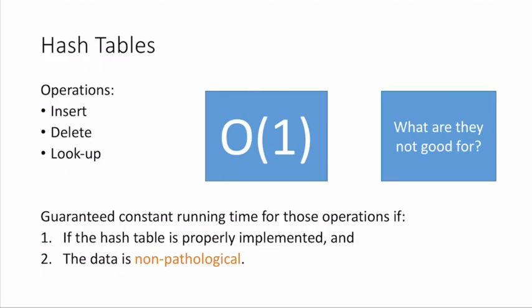So as a reminder, what are hash tables? Well, the most important aspects of hash tables are that they really just do these three things: insert, delete, and lookup, and they do those very fast. So they do them in constant time. But they only really do them in constant time if you've got a reasonable hash function and a reasonable scheme for handling collisions, and if your data is non-pathological, so it's not specifically designed to break your hash table.